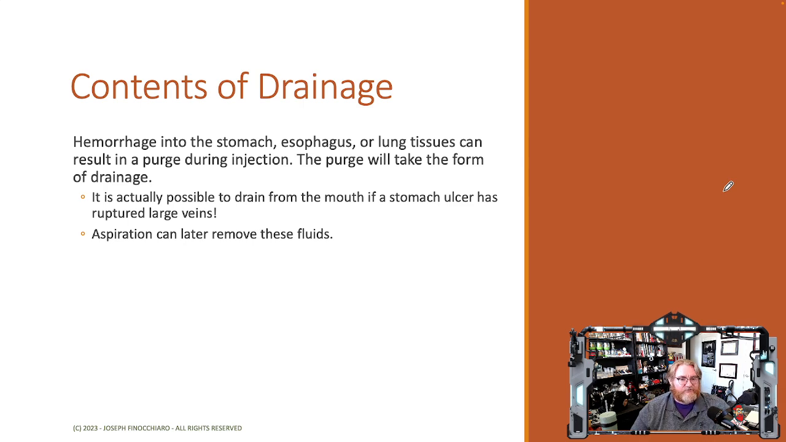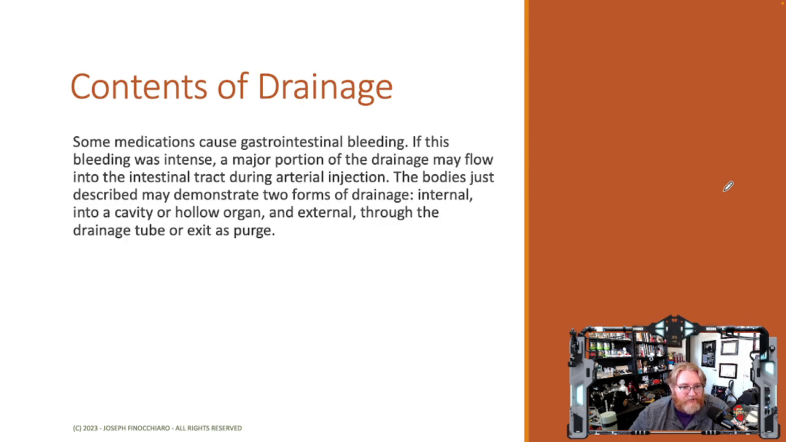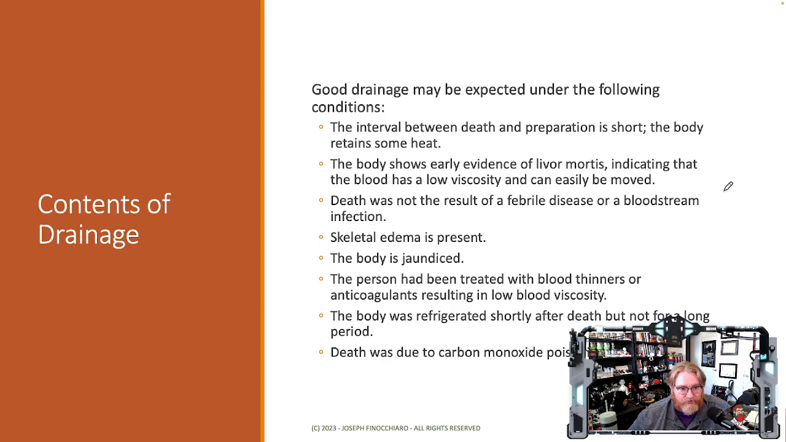Hemorrhage into the stomach, esophagus, or lung tissues can result in purge during injection. The purge will take the form of drainage. It is actually possible to drain from the mouth if a stomach ulcer has ruptured large veins, and aspiration will later remove these fluids. Some medications can cause gastrointestinal bleeding. If the bleeding was intense, a major portion of the drainage may flow into the intestinal tract during arterial injection. The bodies just described may demonstrate two forms of drainage: internal, into a cavity or hollow organ, and external, through the drainage tube or exit as purge.